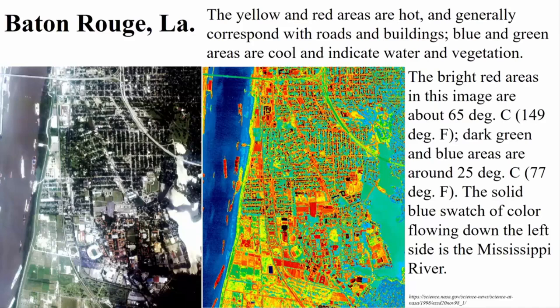The bright red areas in this thermal imagery have a temperature of about 65 degrees centigrade, approximately 149 degrees Fahrenheit. Dark green and blue areas, like the water body and vegetation, have a temperature around 25 degrees centigrade, approximately 77 degrees Fahrenheit. The solid blue swatch of color flowing down the left side is the Mississippi River. Here we can see the Mississippi River showing a very low temperature, approximately 25 degrees centigrade in the thermal imagery, when compared with urban structures like buildings and roads.